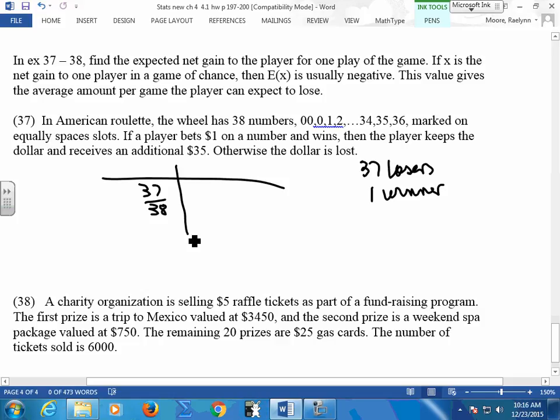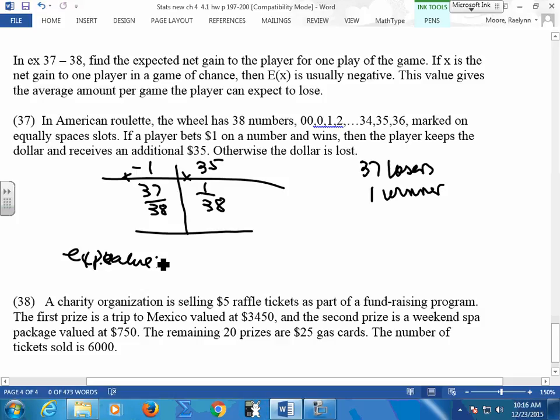Here's your loser, and you're going to lose how much money? A dollar, right? You're going to lose $1, and here you're going to win $35 one time. So they want you to multiply these and then add them together. This would give you your expected value.